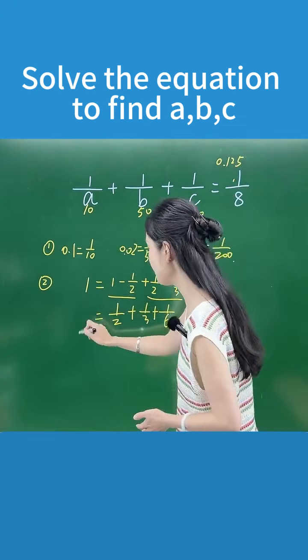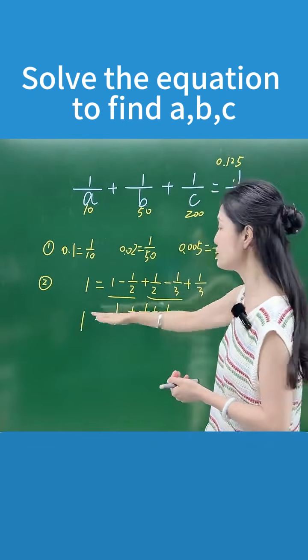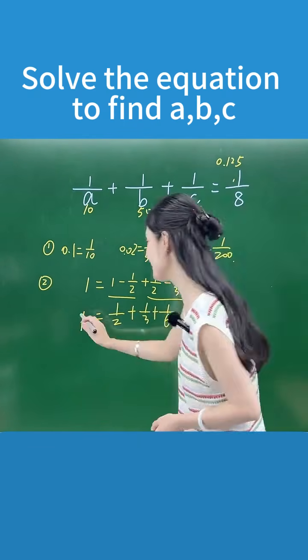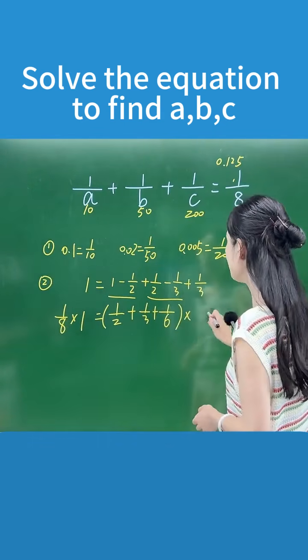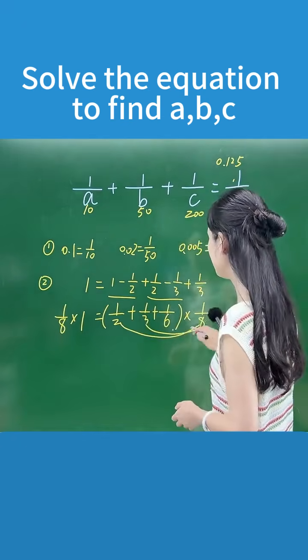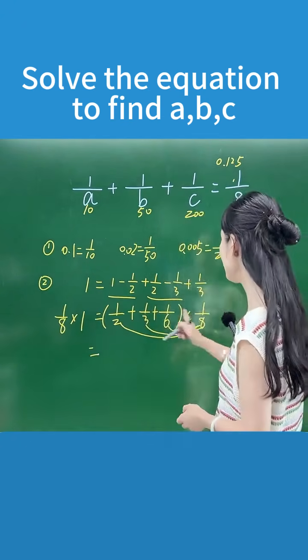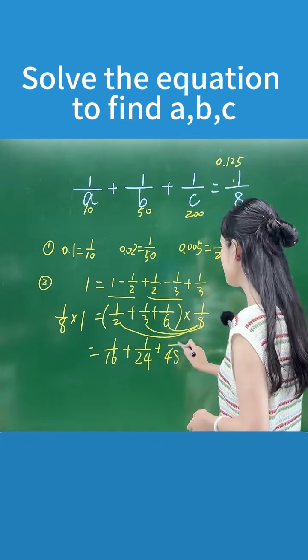However, there is still a small issue here. Our final answer is not 1, but equals 1/8. So how can we make it equal 1/8? This part is simple now. If I multiply the left side by 1/8, then obviously I must also multiply the right side by 1/8. Then using the distributive property, we expand it. What does it equal? 1/2 times 1/8 is 1/16, then next is 1/24, and then 1/48.